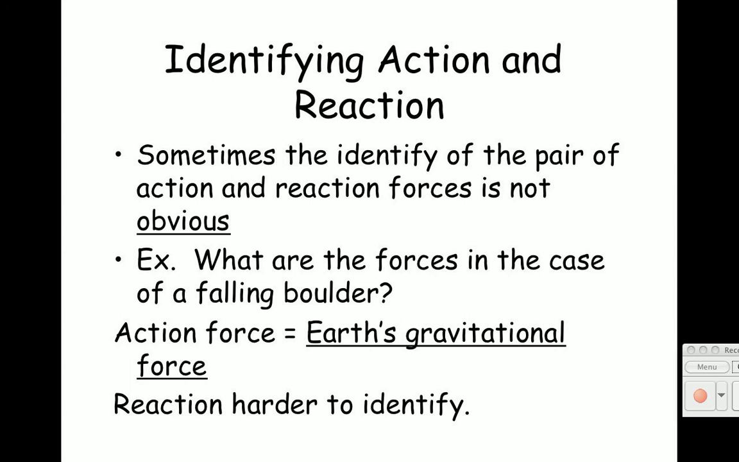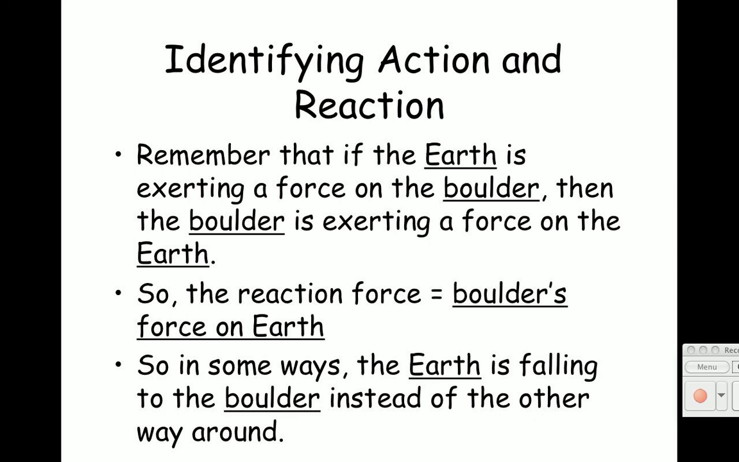For example, if we have a falling boulder, let's try to identify those action and reaction forces. It's obvious that one of the forces, and we'll call it the action force, is Earth's gravitational force, because we know that's what's pulling the boulder down as it's falling. But the reaction force is a little harder to identify. What you have to remember is that the Earth is exerting a force on the boulder, and it's equal and opposite. So on the opposite side, the boulder is exerting a force on the Earth. The reaction force is the boulder's force on the Earth. So in some ways the Earth is actually falling up to the boulder instead of the other way around. It's actually a little bit of both.